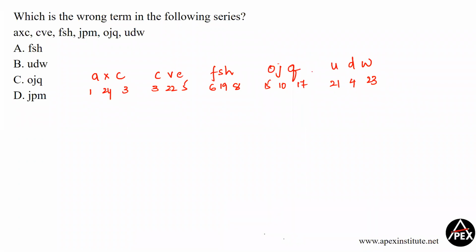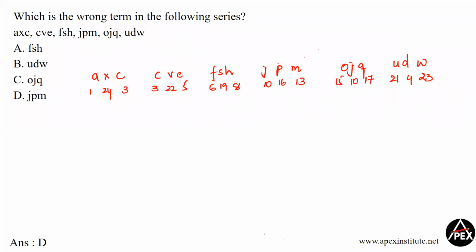Okay, I missed JPM. My bad. So JPM, OJUDW. So this is 10, this is 16, this is 13. O is 15, J is 10, Q is 17, U is 21, D is 4, and this is 23. Okay, so what's the answer? JPM. Okay, perfect. How? Now let's first identify.